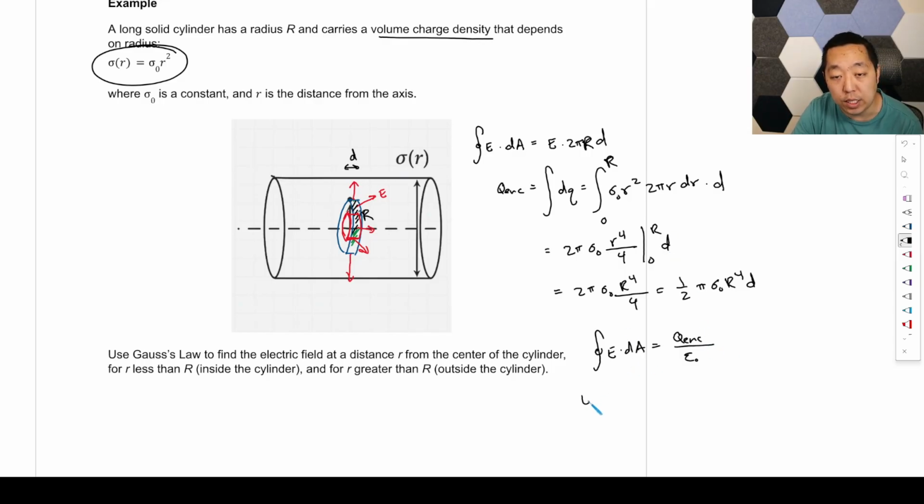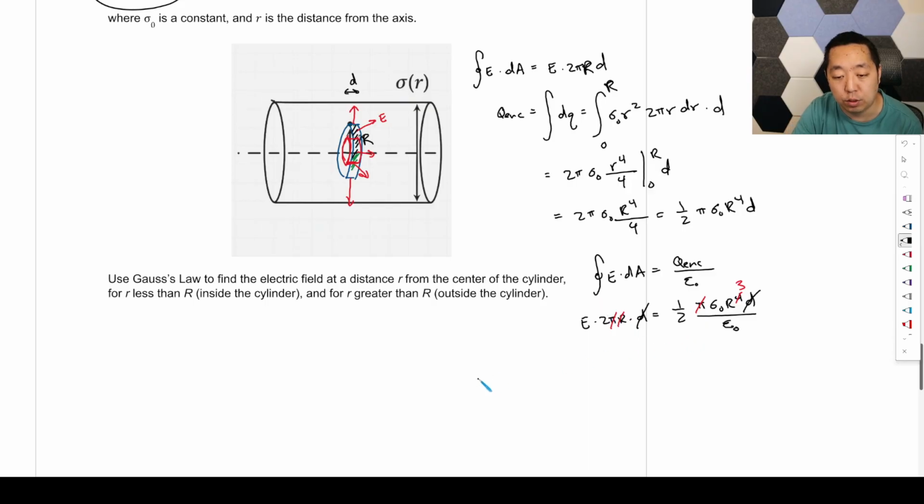So then this is going to be E times 2 pi r times the thickness is the enclosed charge, which is 1/2 pi sigma naught r to the 4th d, divided by epsilon naught. And that d should cancel. What else cancels? The pi cancels, and one of the r's will cancel, right? So then we solve for the electric field, which is divided by 2. So it's going to be 1/4 sigma naught r cubed over epsilon naught, like that.